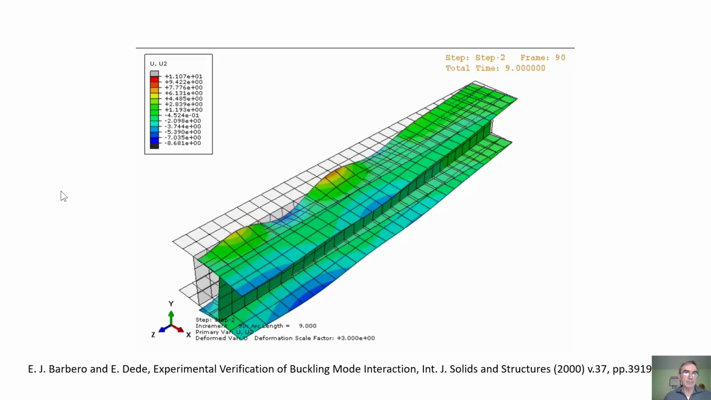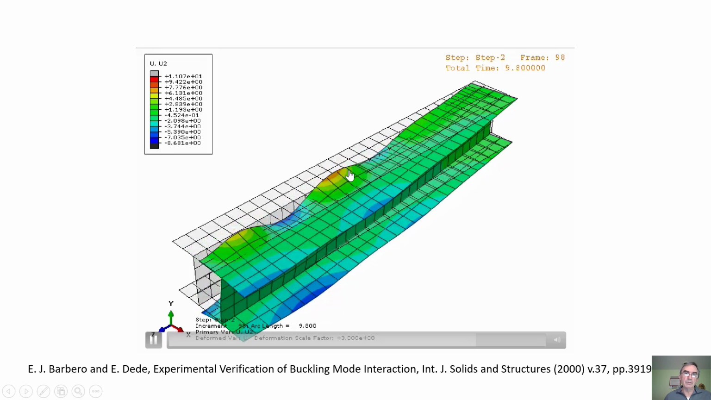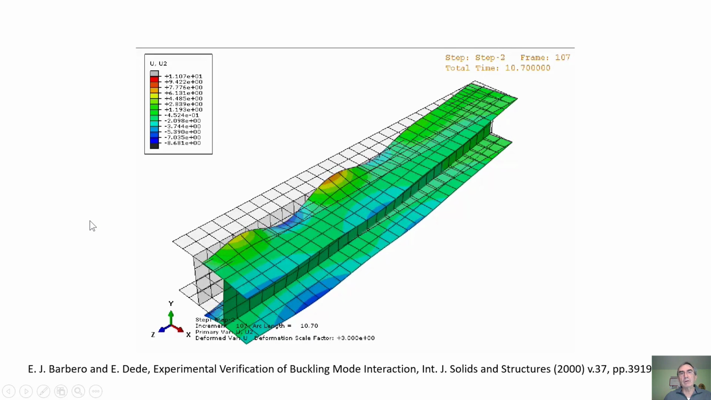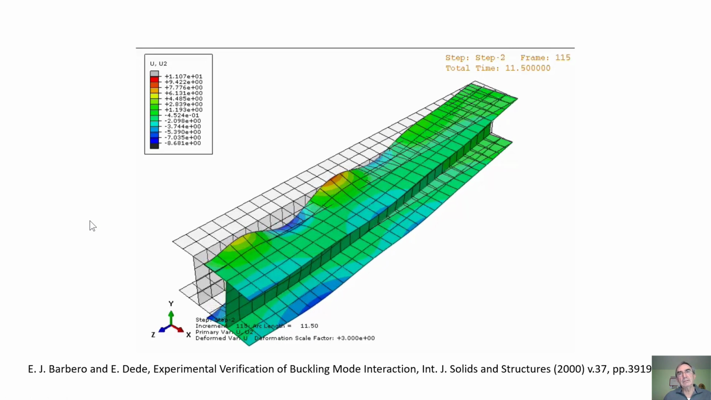And you can see the Euler mode keeps on going. The local mode becomes worse and worse, and the load capacity of the column goes down. It doesn't go up. It doesn't stay constant. It goes down. All right.